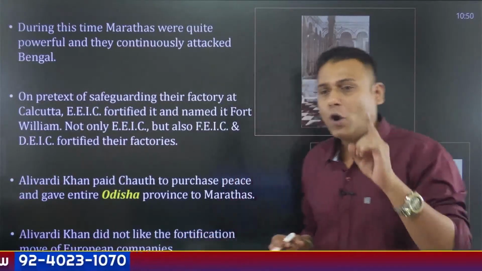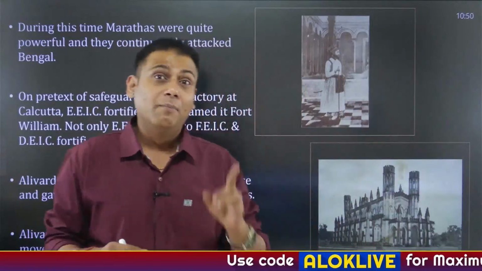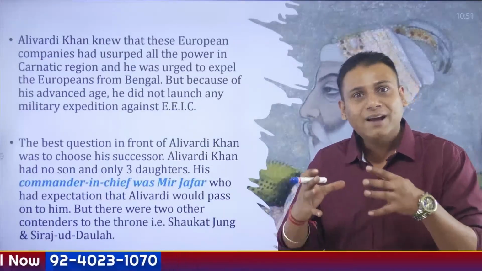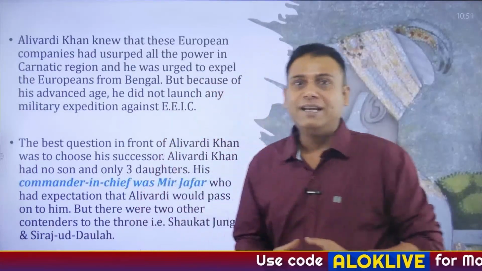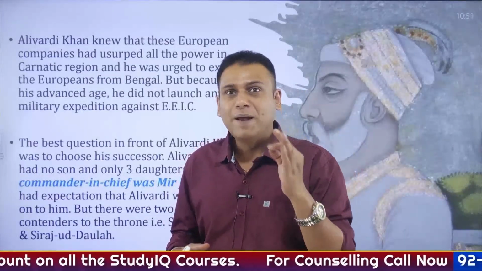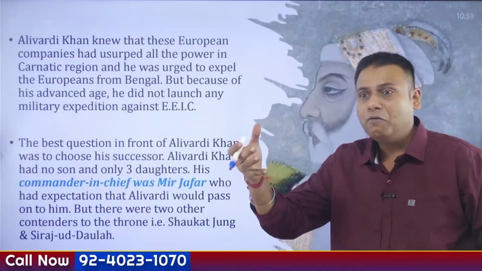The English East India Company was not at all liked by Ali Vardi Khan. He did not want the English East India Company to fortify, because Ali Vardi Khan knew one thing. What? These people are very diplomatic. Ali Vardi Khan knew about what had happened in the Anglo-French War in the Carnatic region. The English East India Company had established a very strong hold in the Carnatic region, which is located between the Bay of Bengal and the Eastern Ghats, by ousting the French East India Company. And probably with the passage of time, they will do the same in the region of Bengal. So Ali Vardi Khan did not like the move of the English East India Company to fortify.